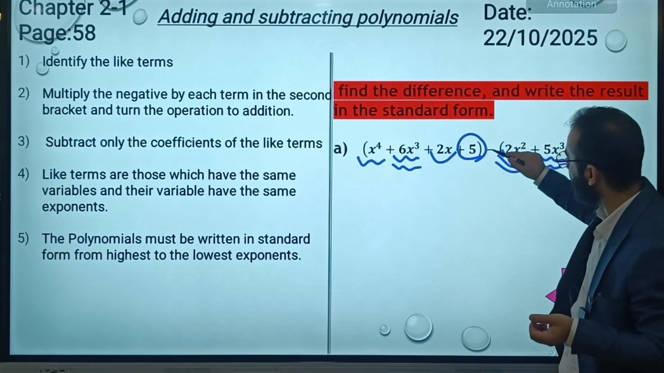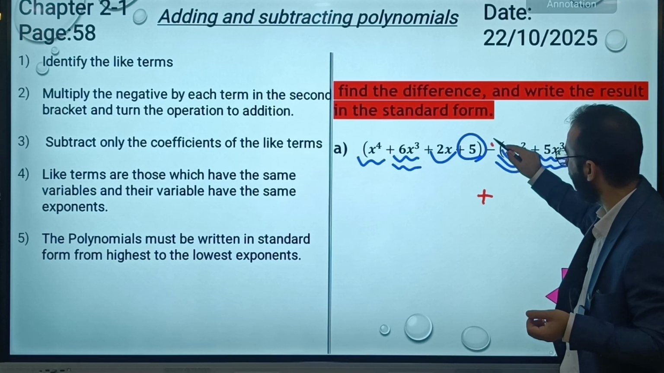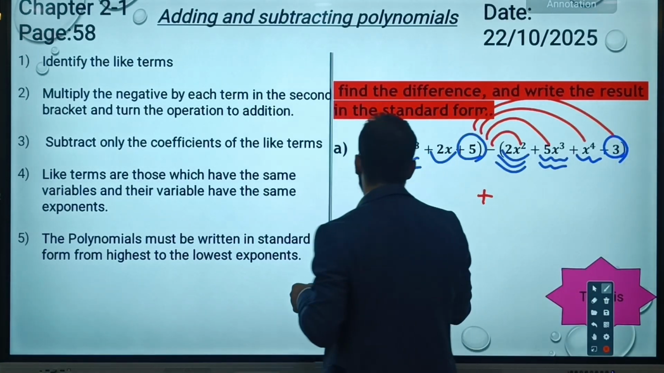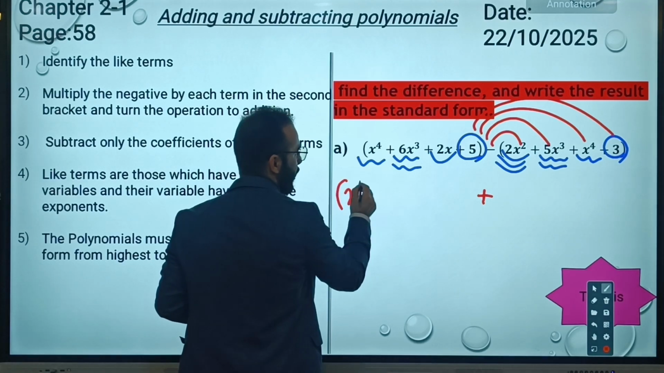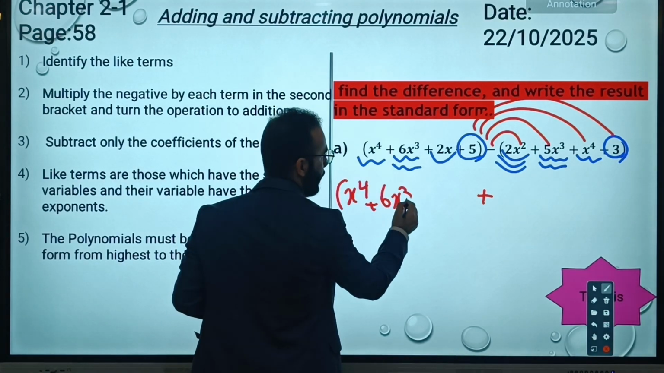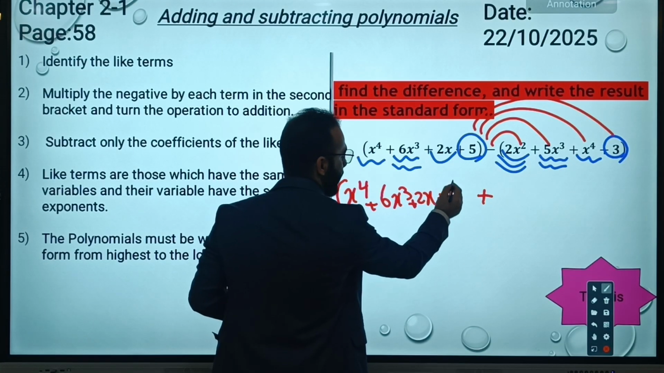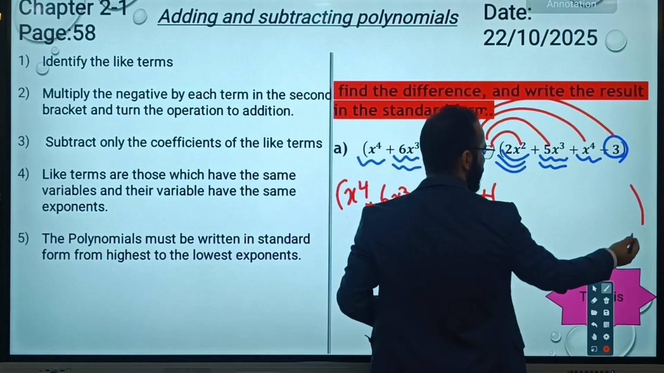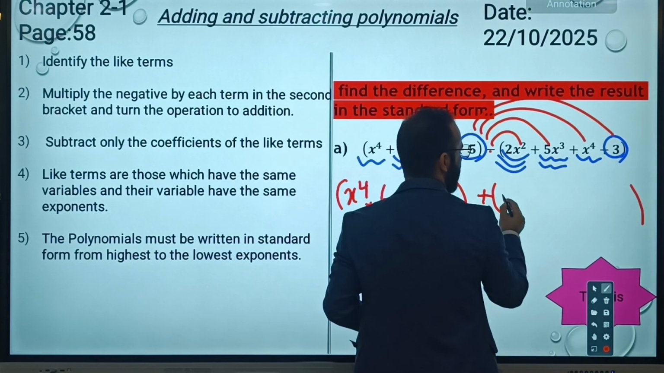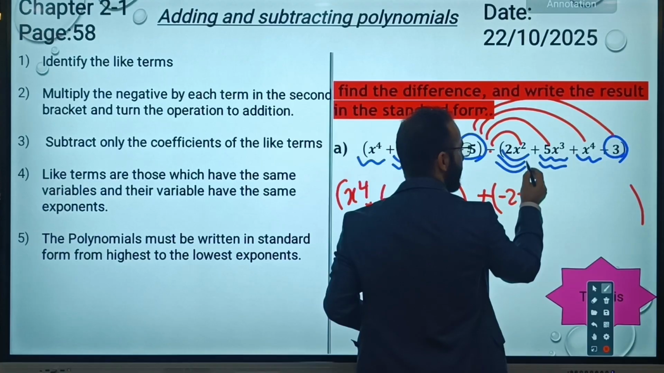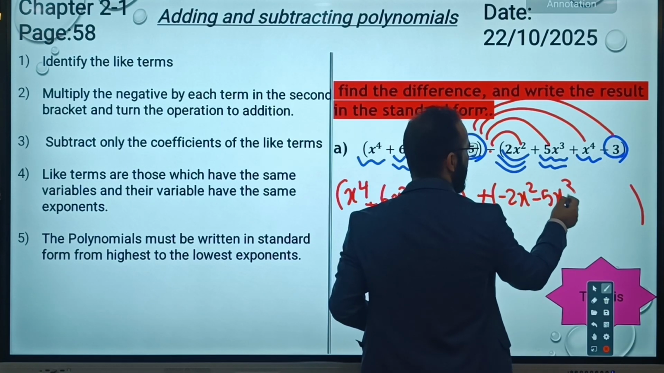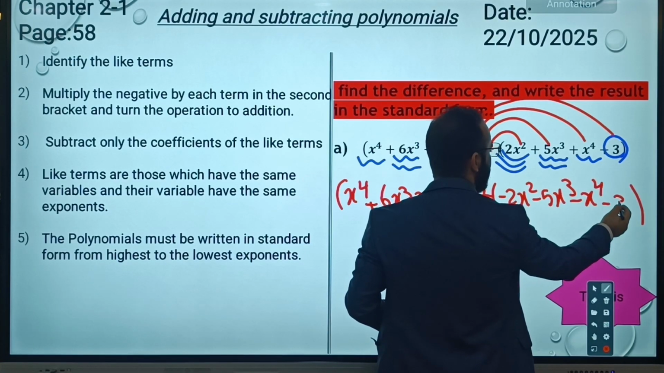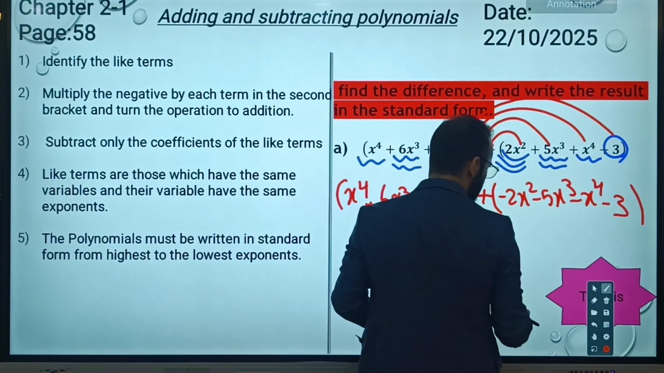Then we need to change this negative to positive by multiplying this negative by each term inside the second bracket. So we write the first bracket, x4 plus 6x cubed plus 2x plus 5. That is the first bracket. Change this negative to positive by multiplying that negative to each term in the second one. So negative times positive, negative 2x squared. Negative times positive, negative 5x cubed. Negative times x4, negative x4. And negative times positive, negative 3. So it just changed everything to negative.